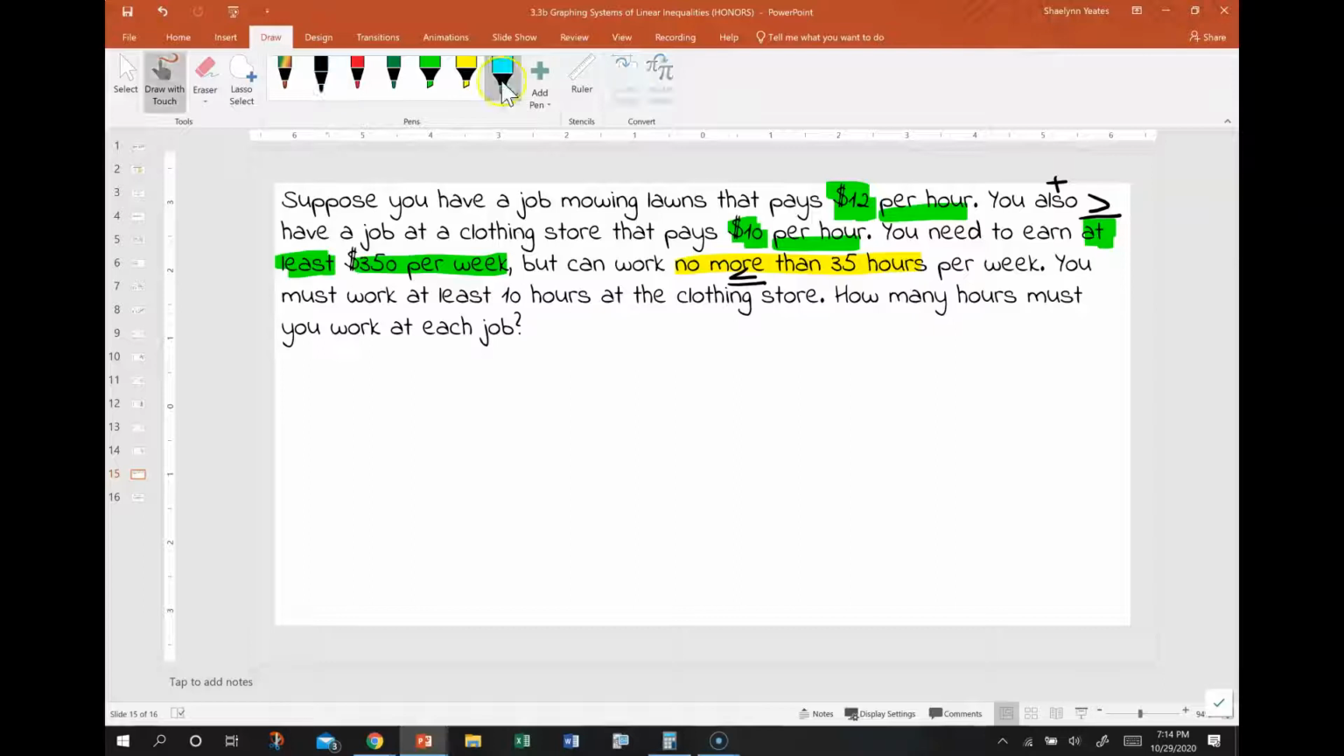You must work at least, here's that at least word again, so this is greater than or equal to, 10 hours. And this is at the clothing store. For whatever reason, they'll lose their job.